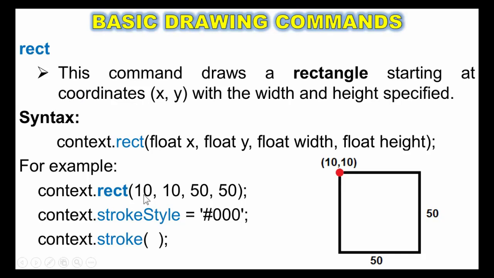For example, context.rect at 10, 10 with a width of 50 and a height of 50, and then followed by context.strokeStyle black, and then followed by the command context.stroke, it will draw a stroke rectangle at coordinate x 10, y 10 with a width of 50 and a height of 50.